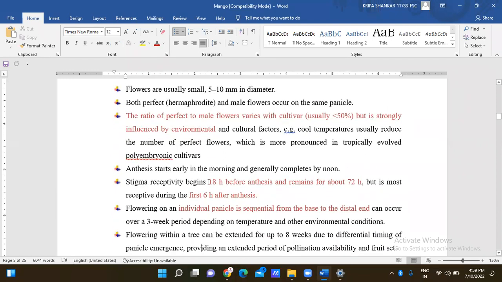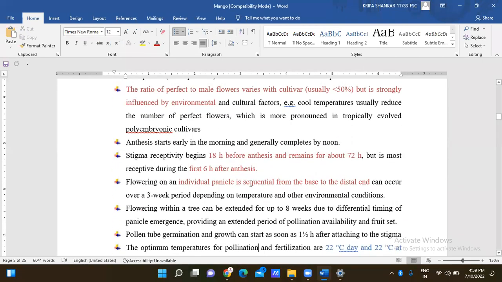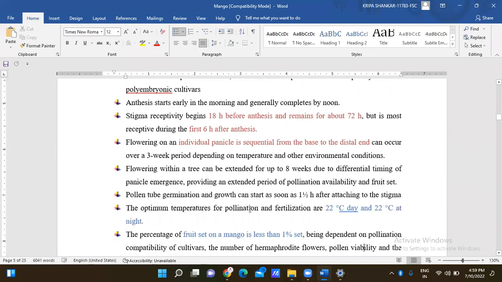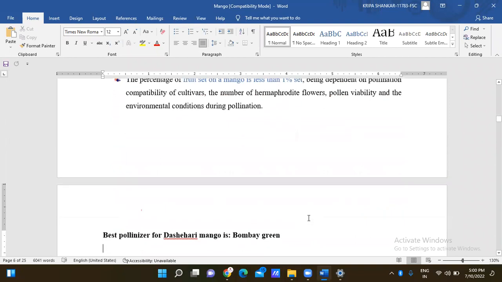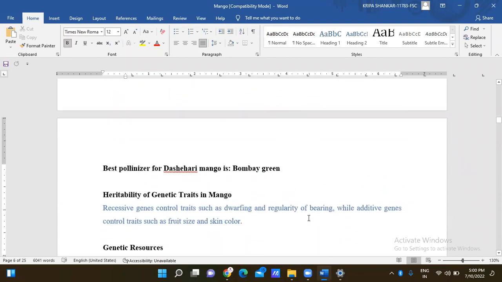Then stigma receptivity begins up to 18 hours and will remain up to 72 hours. But you should know the most receptive duration is up to 6 hours. Flowering on an individual panicle is sequential from the base to the distal end, and this is the pattern you should know. Just focus on the highlighted points. What is the optimum temperature for pollination and fertilization? That is 22 degrees Celsius in the daytime, and the same for the night also. And the best pollinizer for the cherry mango is Bombay Green.